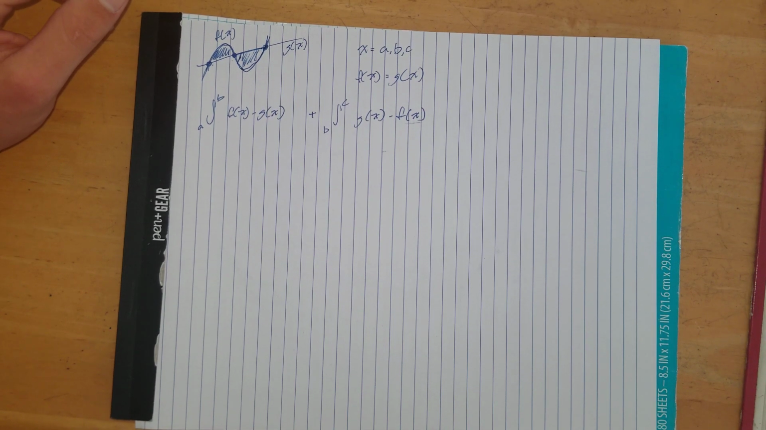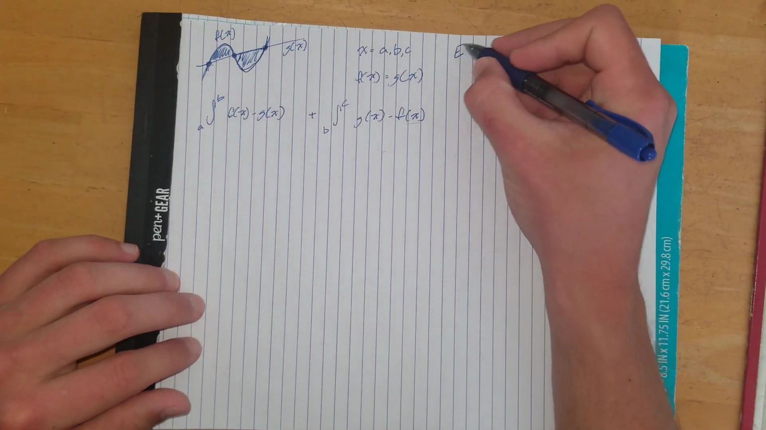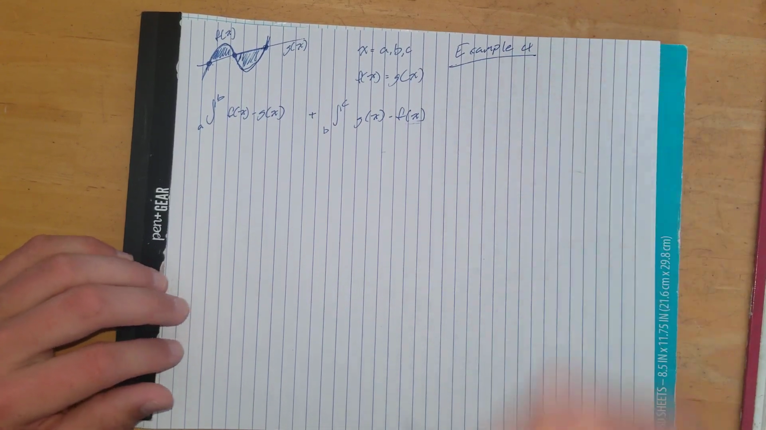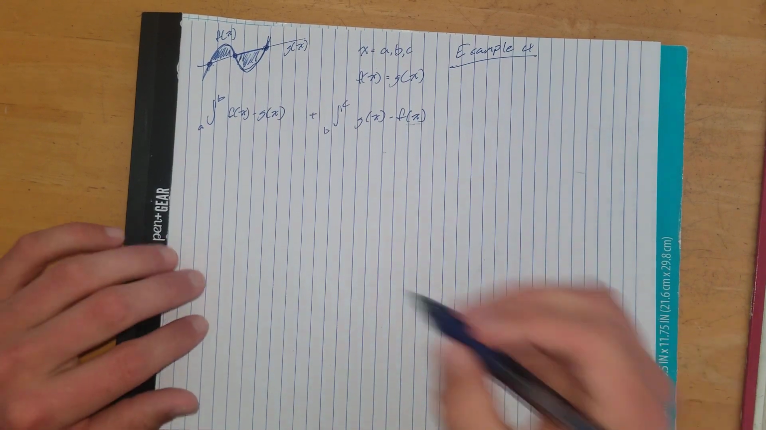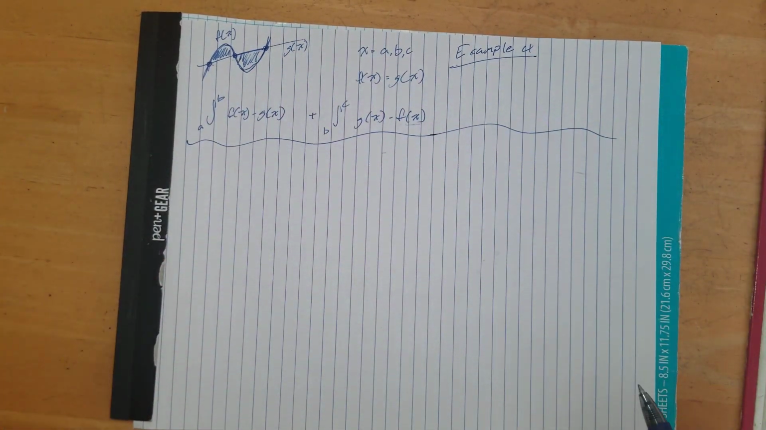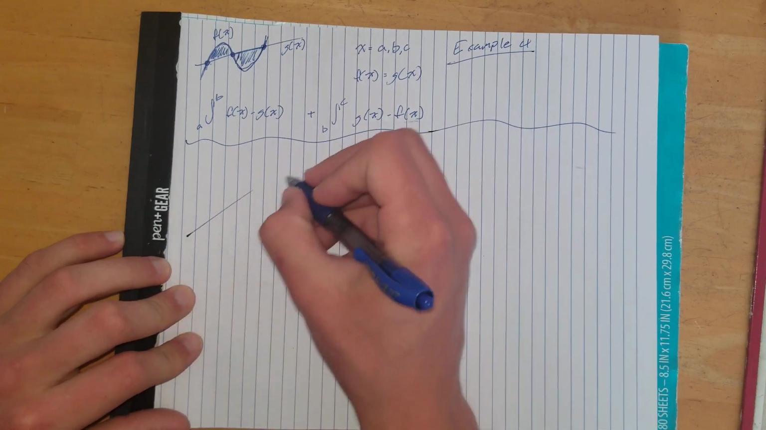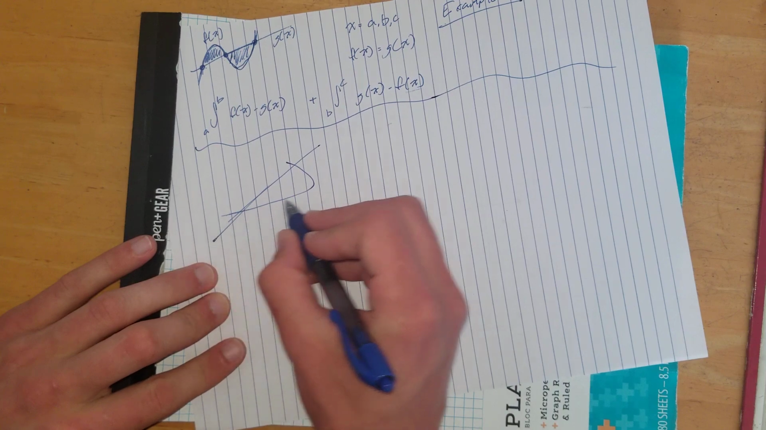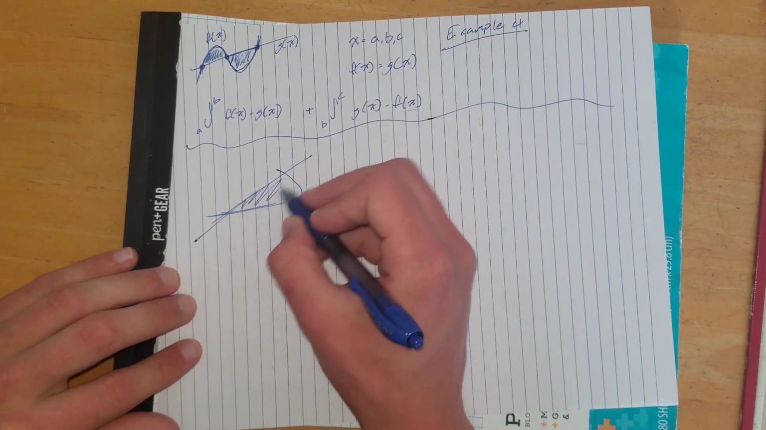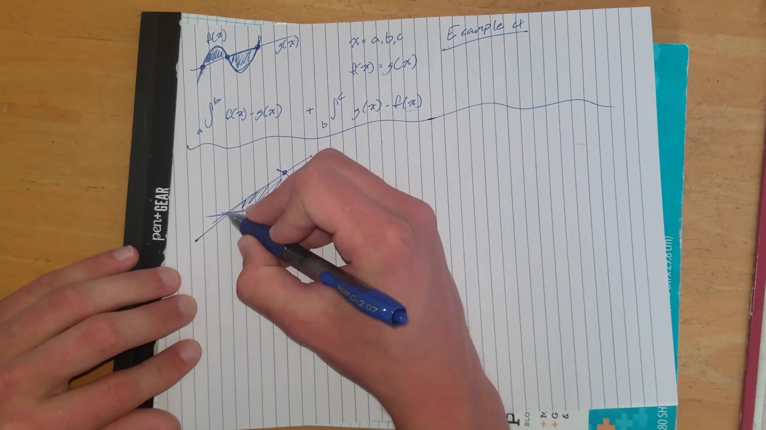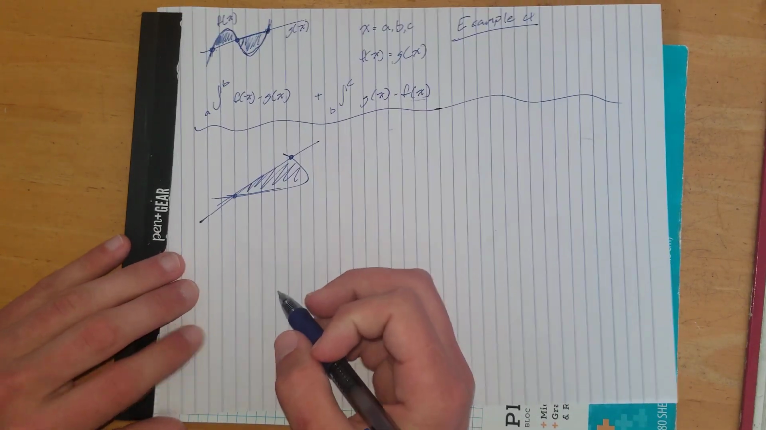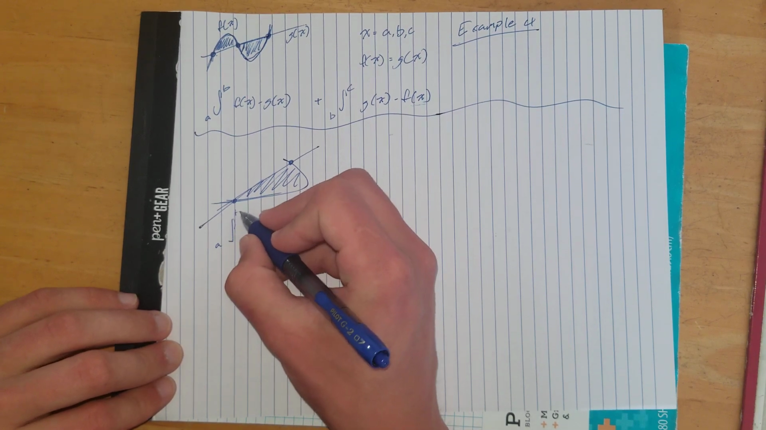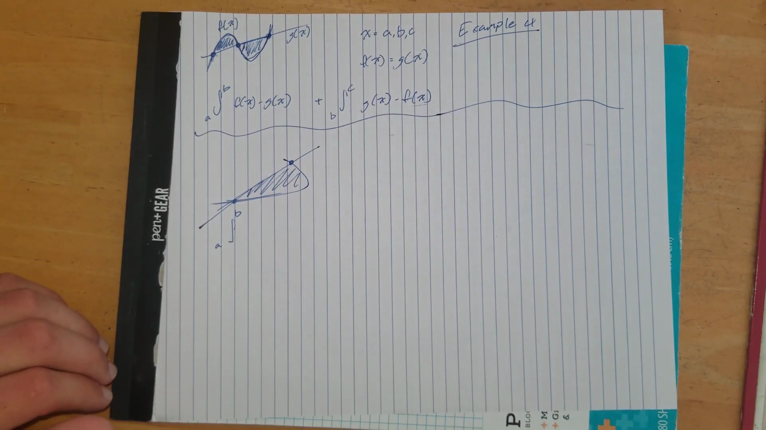Next we have example 5. Example 5 is a little different. So they have something like this, and we're trying to find the area inside here. We have 2 intersection points, so we're just doing from A to B. We're just doing 1.